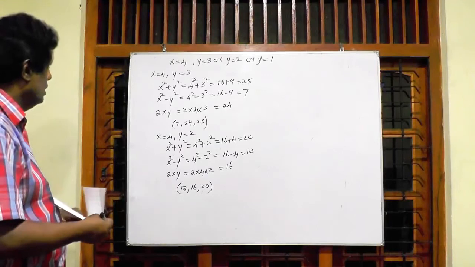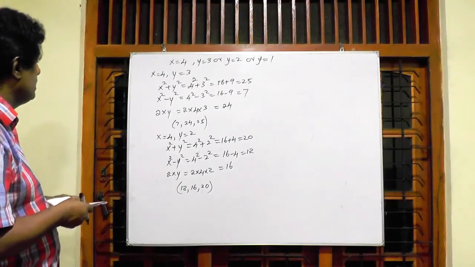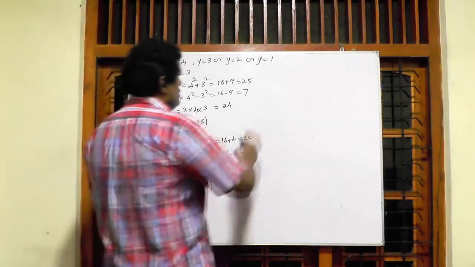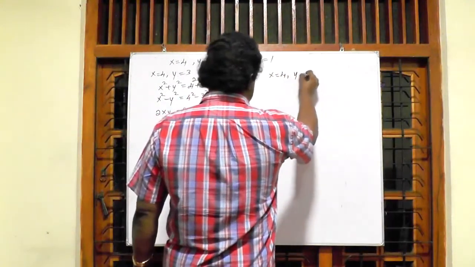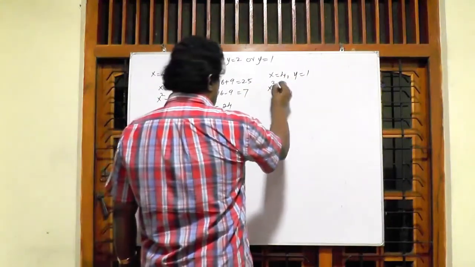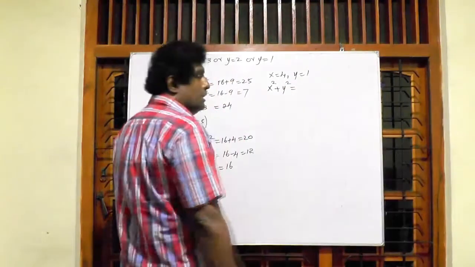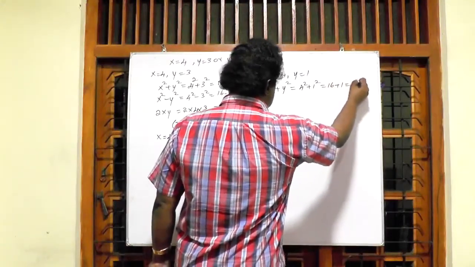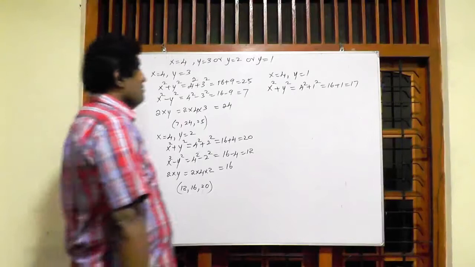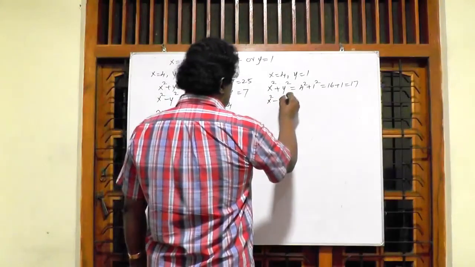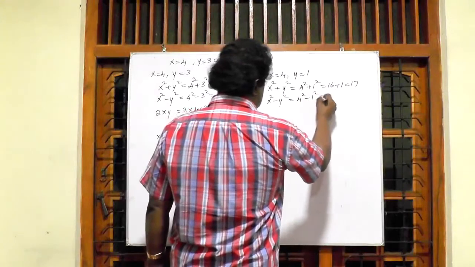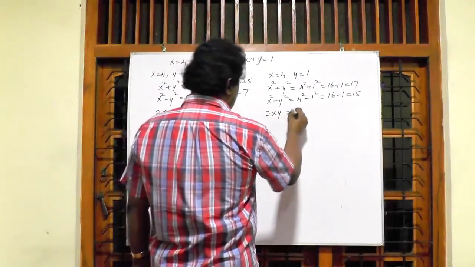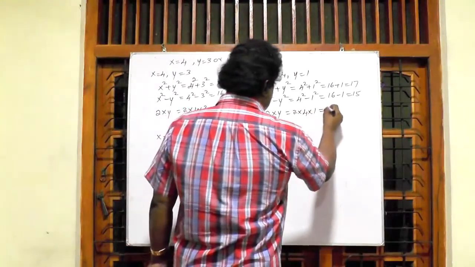By taking x as 4 and y as 1, another Pythagorean triple can be obtained. If x is 4 and y equals 1, what is the value of x squared plus y squared? That is 4 squared plus 1 squared, that is 16 plus 1 equals 17. Then what is the next one? x squared minus y squared equals 4 squared minus 1 squared, 16 minus 1 is 15. Then 2xy is 2 times 4 times 1, which is 8.